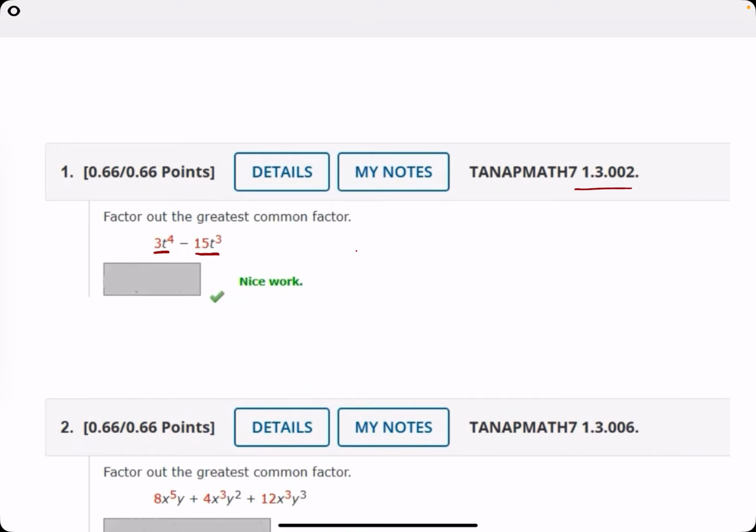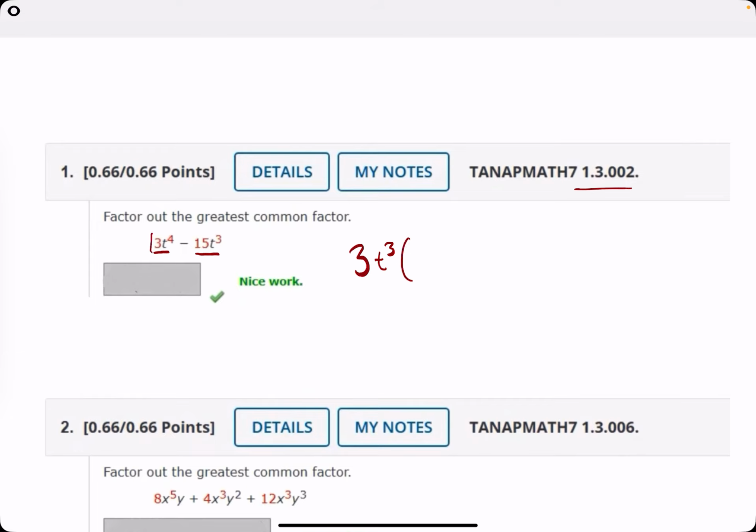So number-wise, we can pull out a 3 from 3 and 15 because 3 goes into 3 and 15. What can we pull out of t to the fourth and t cubed? Well, the highest power we can pull out is t cubed. So 3t cubed is our greatest common factor.